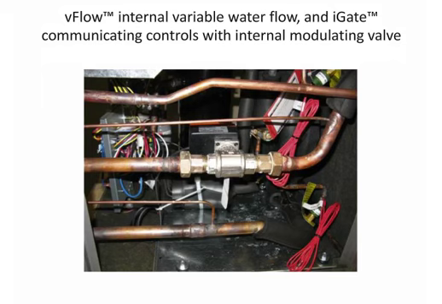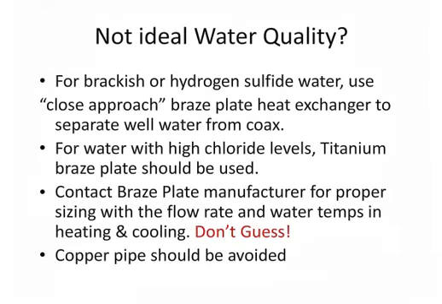Again, RV flow with the internal variable water flow and I-gate communicating controls. Again, here's an example of that Belimo valve. You can see there's unions on each side should you ever need to service that valve. It's a pretty nice valve. Actually, I like it a lot.